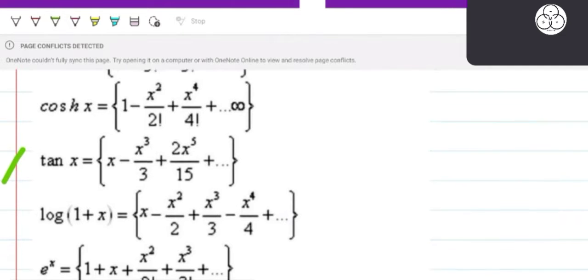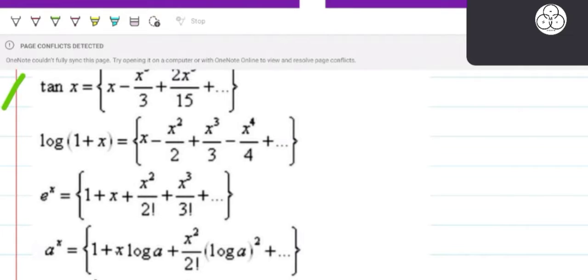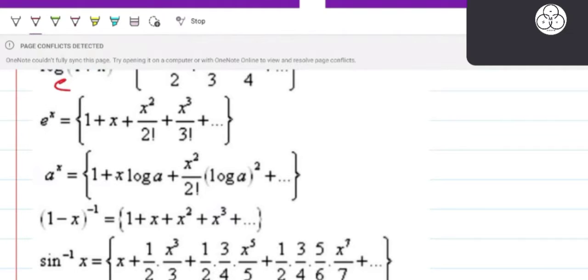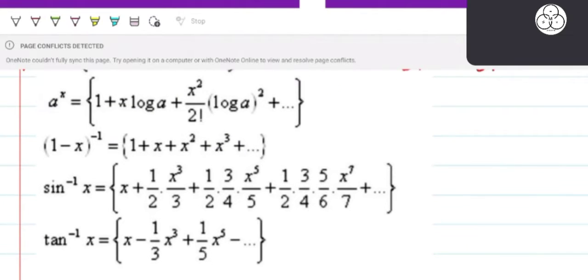Then log(1 plus x), already we have shown this. Actually here the base is e. And this is the expansion of e to the power x. Again, this is very important. So the expansion of e is also important, that is e to the power 1, 1 plus 1 plus 1 by 2 factorial plus 1 by 3 factorial, and so on. This is the expansion of a to the power x. This is also a very important expansion.